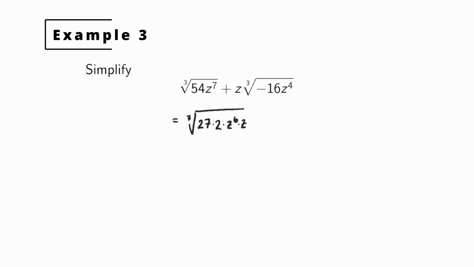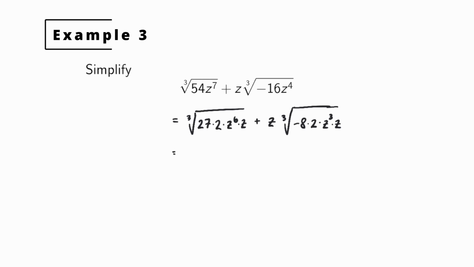It's z squared cubed. The second term, we have this z out here, and then we have the cube root. So negative 16 is negative 8 times 2, and negative 8 is a perfect cube, it's negative 2 cubed. And z to the 4th, I can write that as z cubed times z. Okay. Now the next step is to just simplify those, pull out the perfect cube.